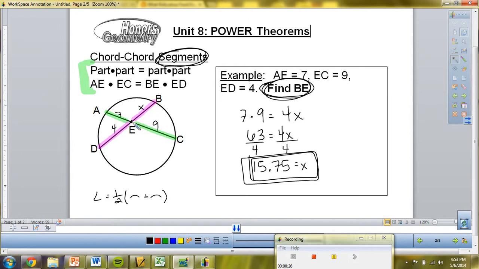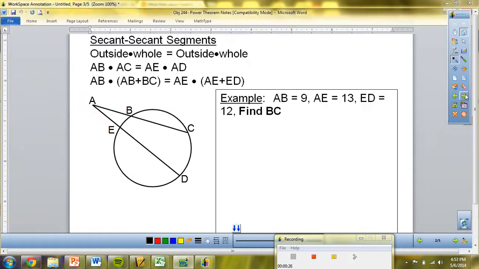So again, when the vertex is inside and we have two chords intersecting inside, we want to do the part of one chord multiplied together equal to the part of the other chord multiplied together. And then you solve. Let's go ahead and move on to the second example.